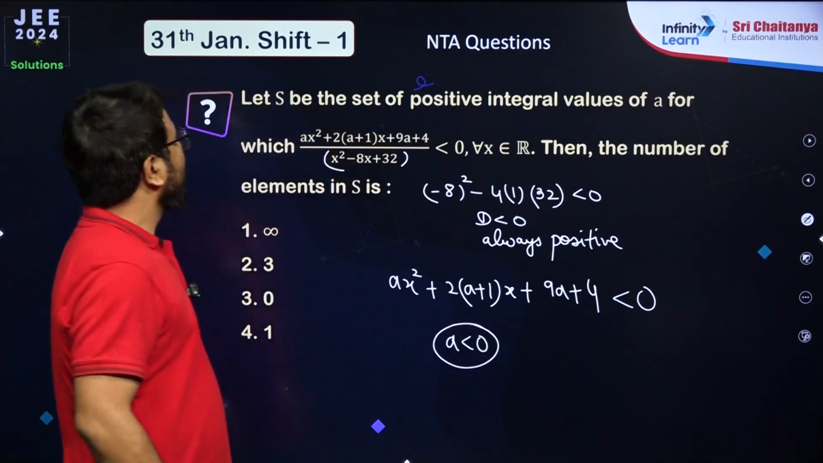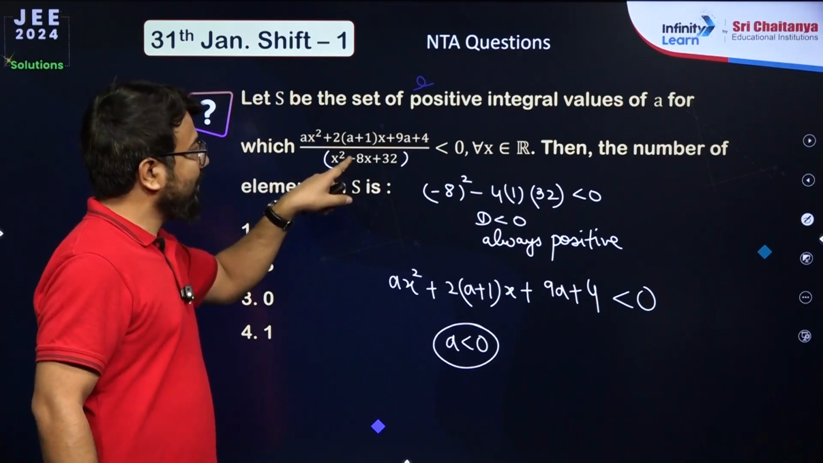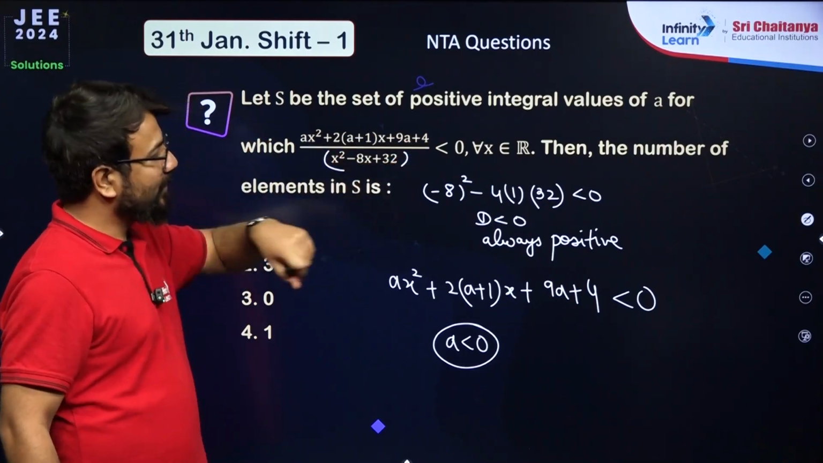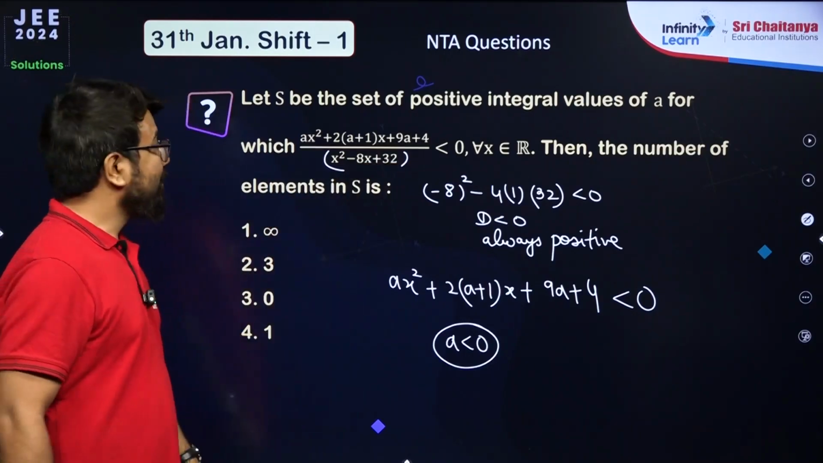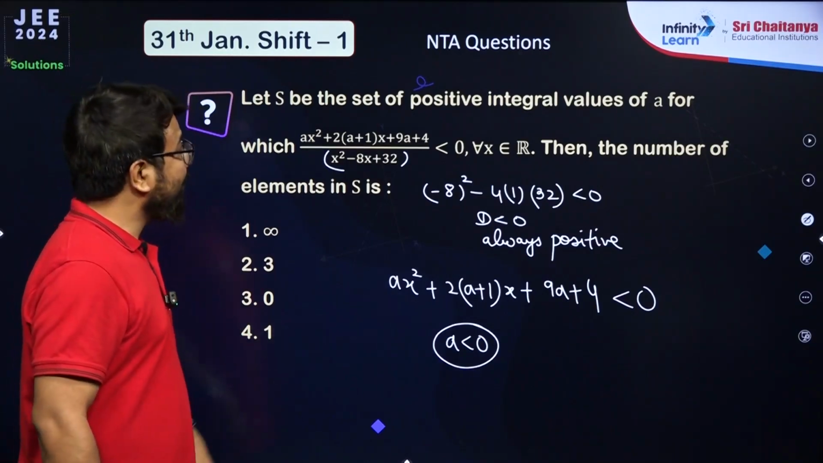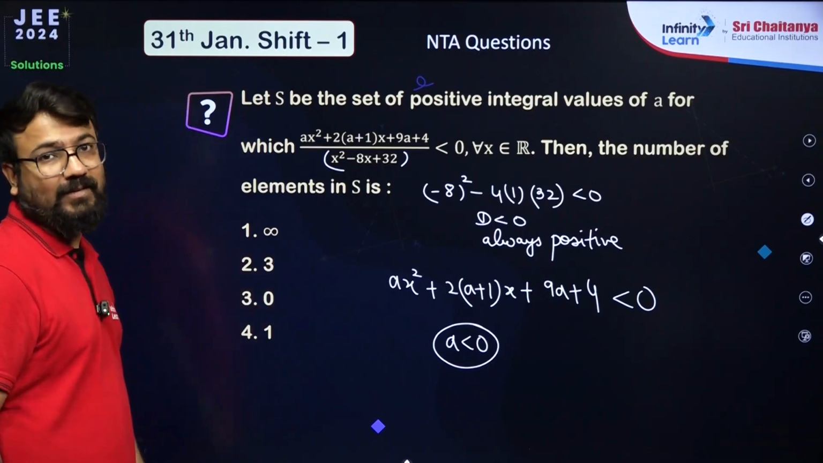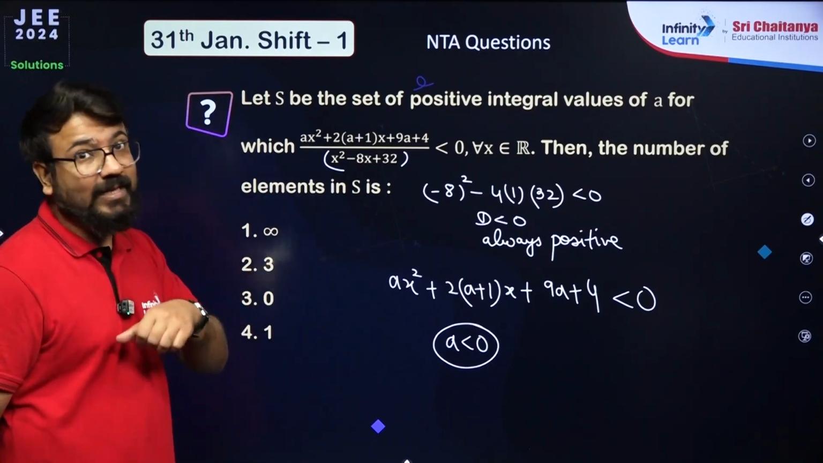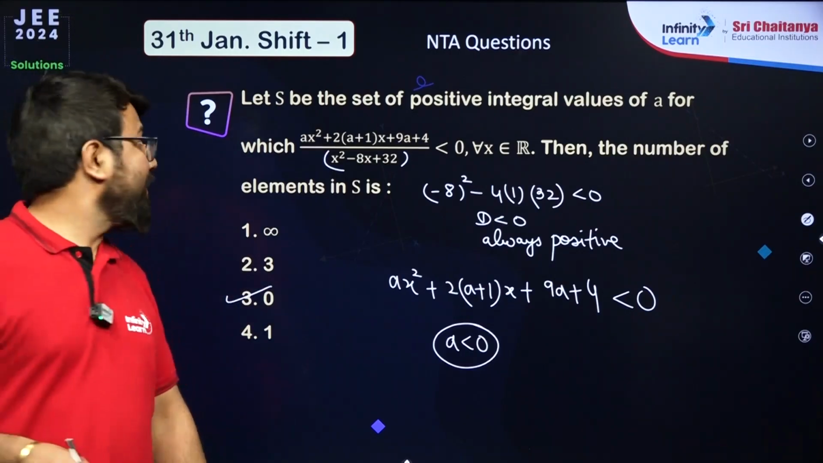Don't you think that? So let S be the set of positive integral values of A for which this is less than 0 for all x belongs to real, then the number of elements in the set S. So here we are getting the value of A less than 0, and then the number of elements in the set S, we won't be able to calculate that. So that means there exist 0 elements. So the answer is 0. I hope you understood this. Moving ahead to the next problem.